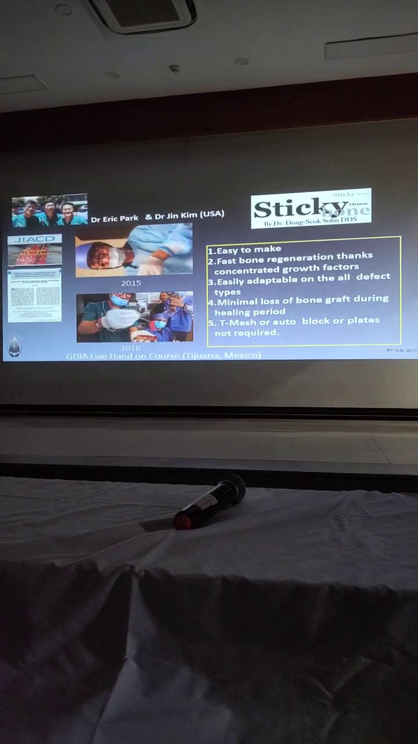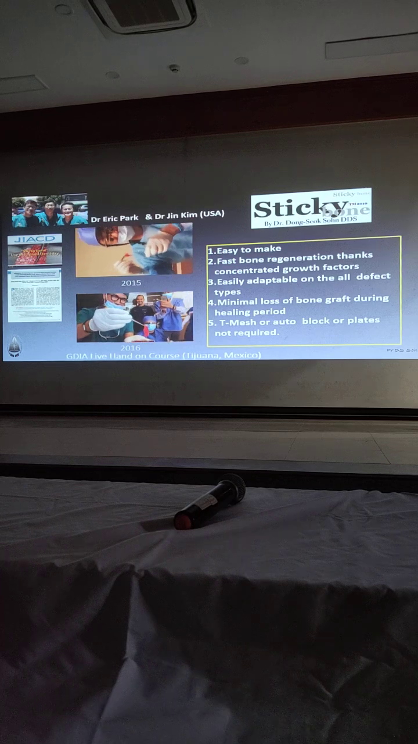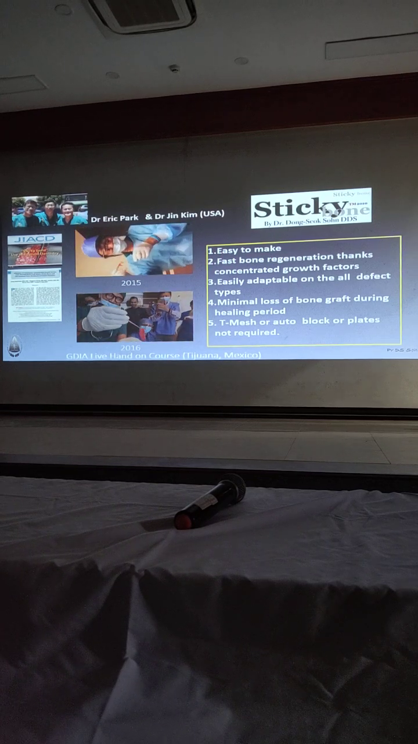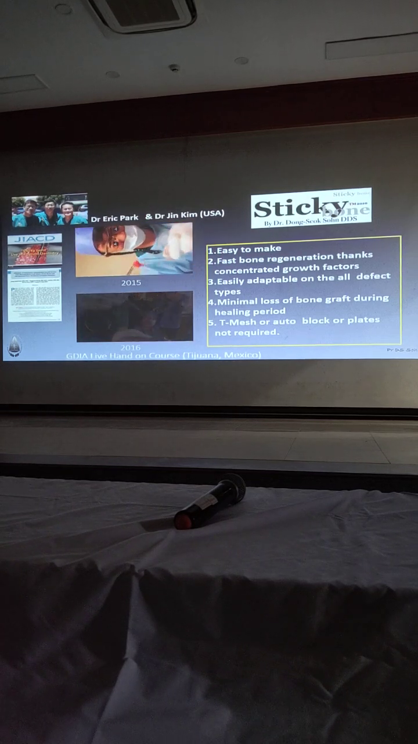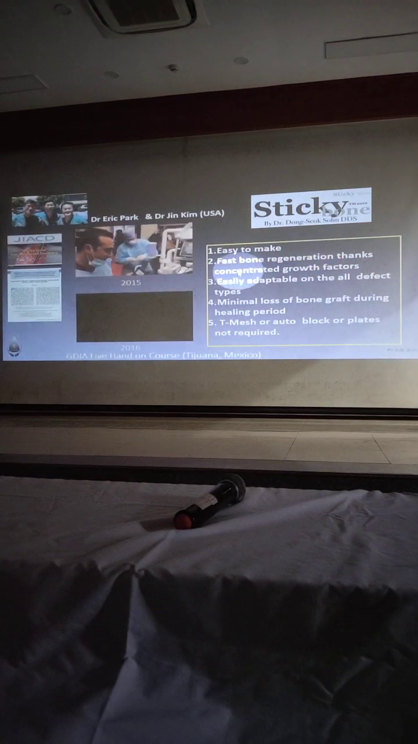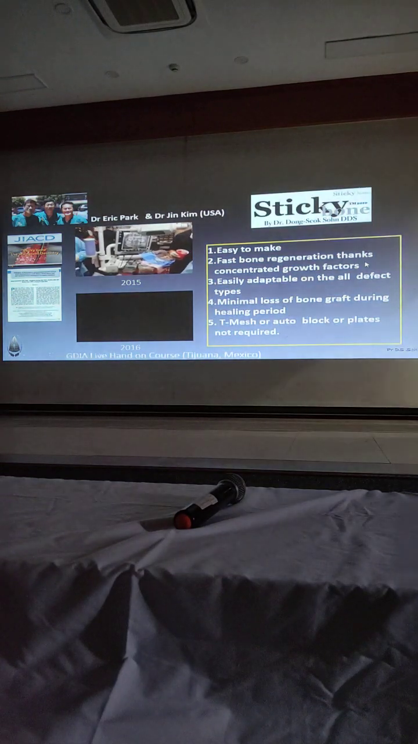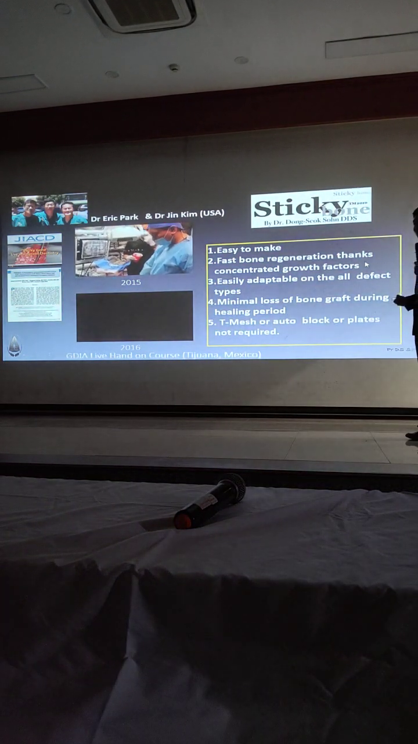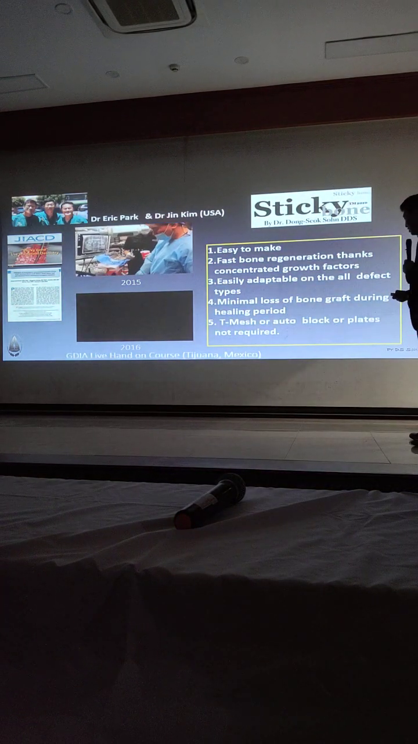So sticky bone is easy to make, and thanks to concentrated growth factors, you can get the best bone after grafting with sticky bone.